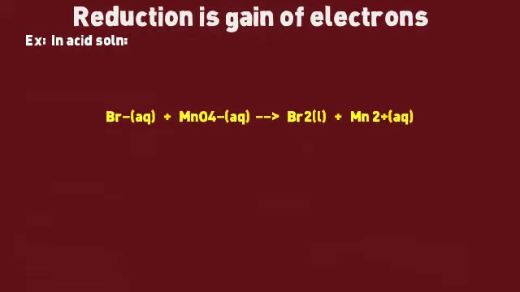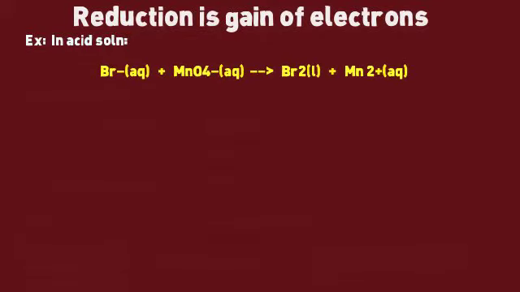The book does a very good job, by the way, in showing how to balance reactions. I'm going to show it as well. This is an acid solution. Here's an example. Br negative plus MnO4 negative yields Br2 plus Mn2 plus.